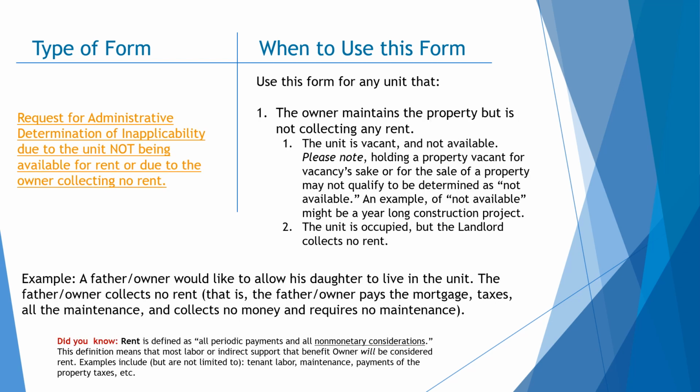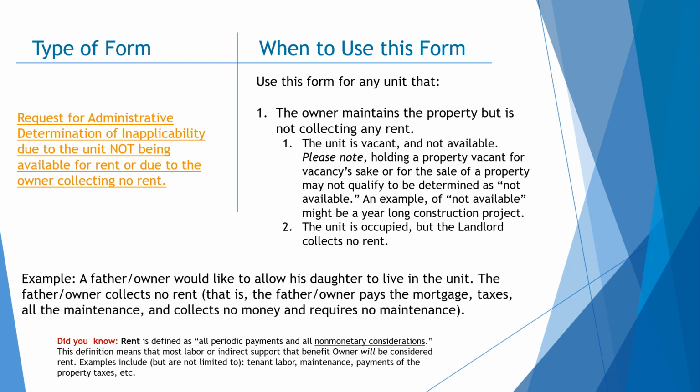The third form is the most complicated and the one that we often receive the most questions about. It is called the Request for Administrative Determination of Inapplicability due to the unit not being available for rent or due to the owner collecting no rent. This form would be used when the owner is not receiving rent for the unit. There are 2 cases in which rent would not be collected.